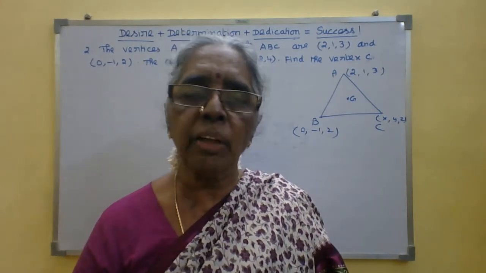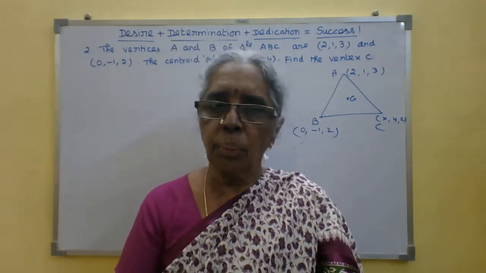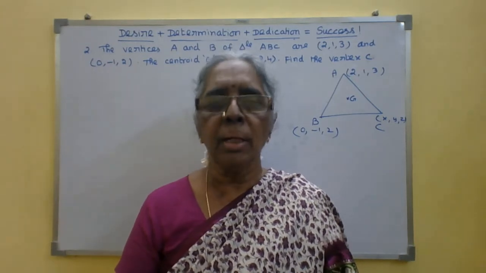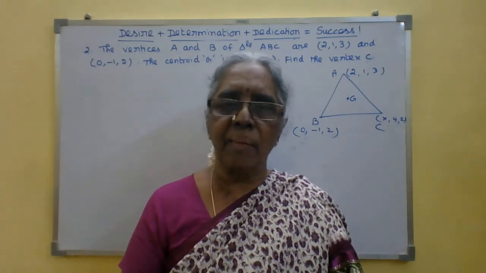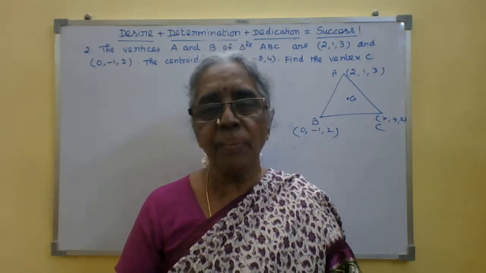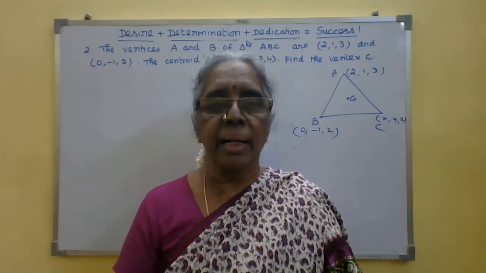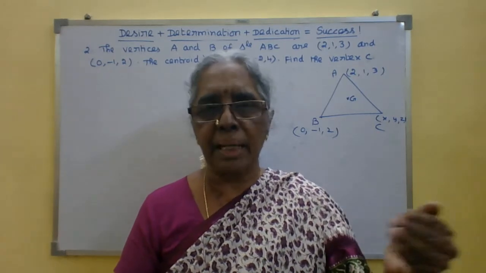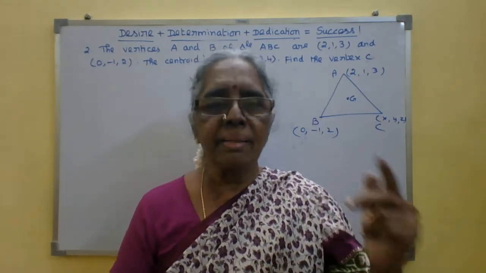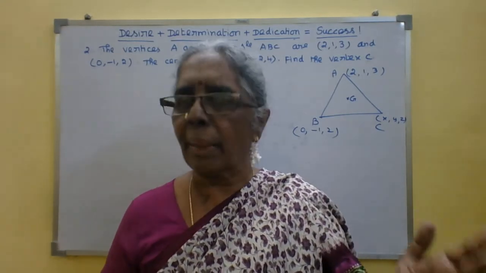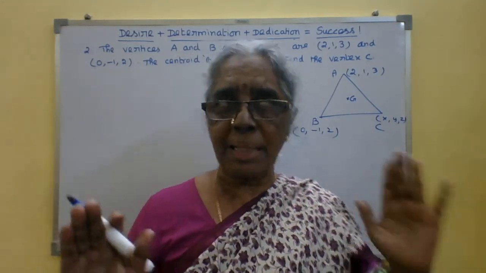You have got a formula for the centroid. You know that OG vector is equal to a vector plus b vector plus c vector by 3, if it is given in the vector format. Otherwise, if it is given in Cartesian, that is x1 plus x2 plus x3 by 3, y1 plus y2 plus y3 by 3, z1 plus z2 plus z3 by 3. So, you should know that basic formula.